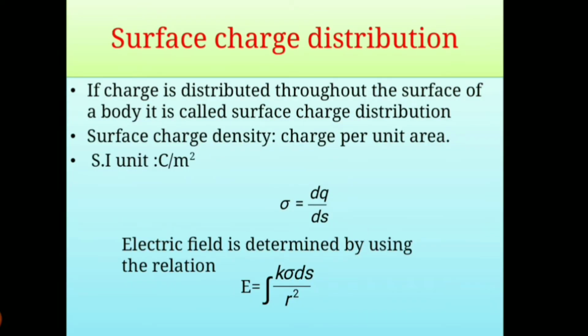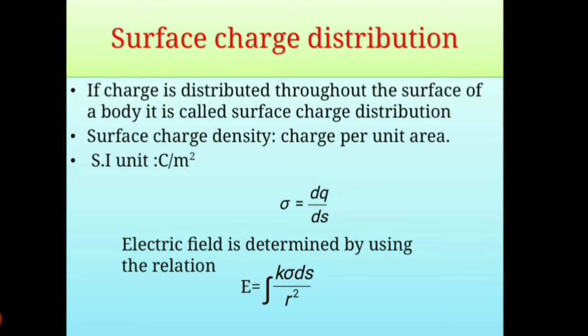Then surface charge distribution. If charge is distributed throughout the surface of a body, it is called surface charge distribution, defined by surface charge density, represented by the letter sigma. It is defined as charge per unit area. SI unit will be coulomb per meter square.